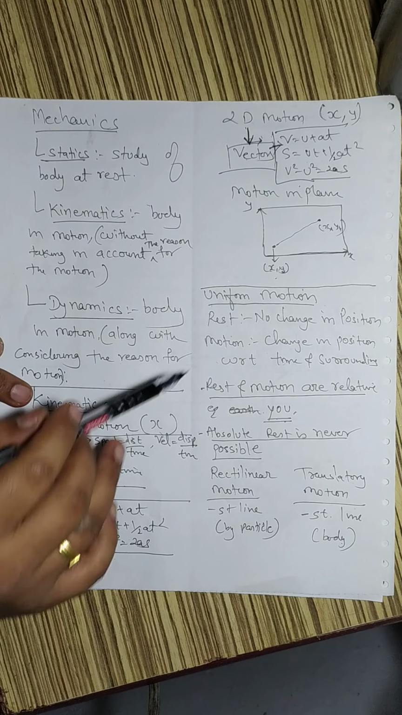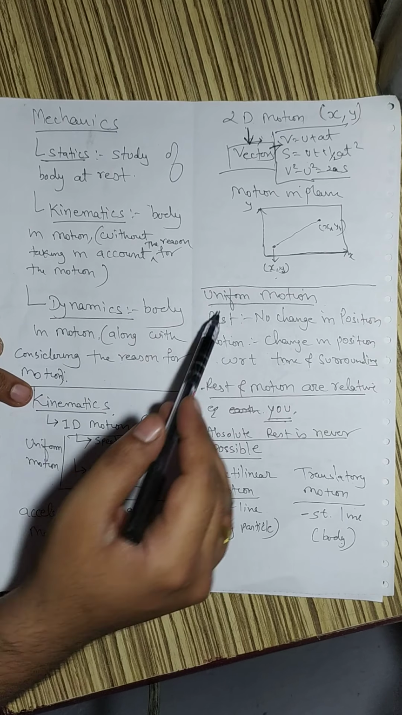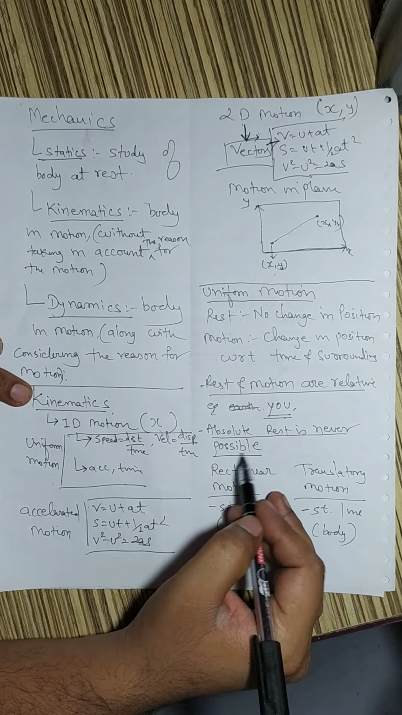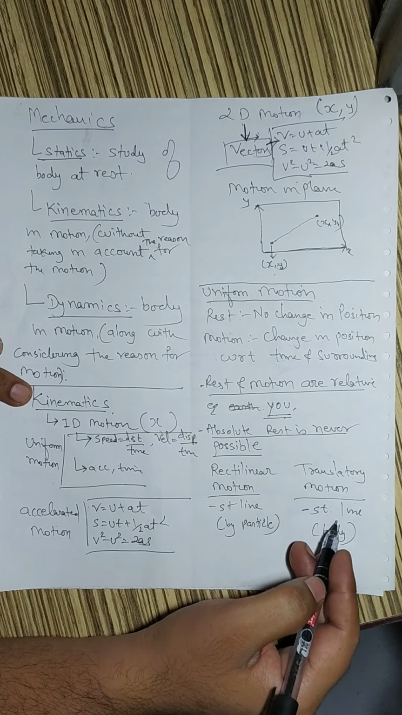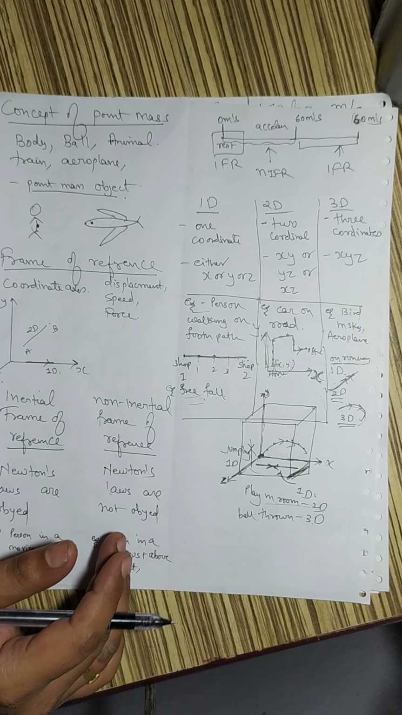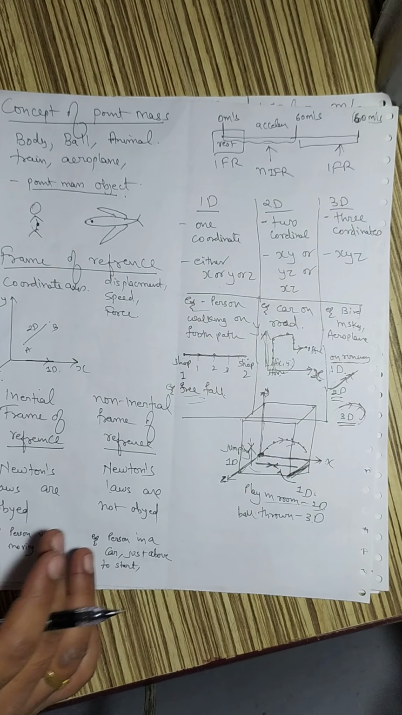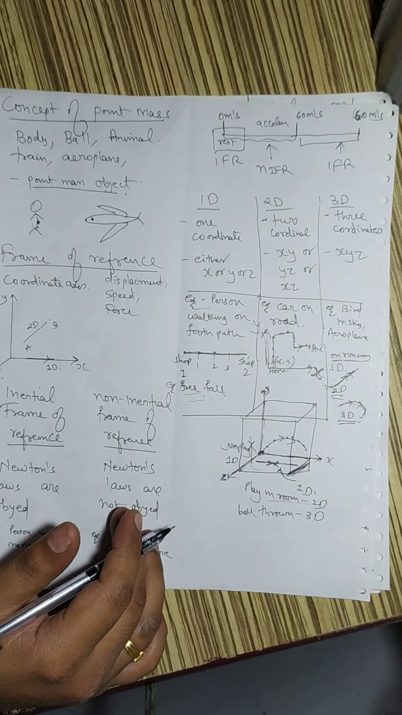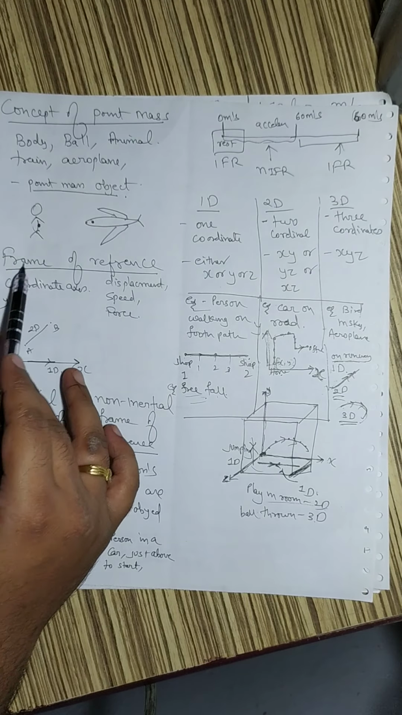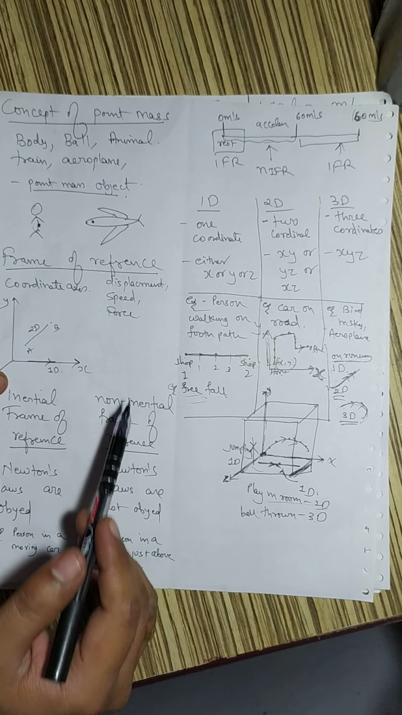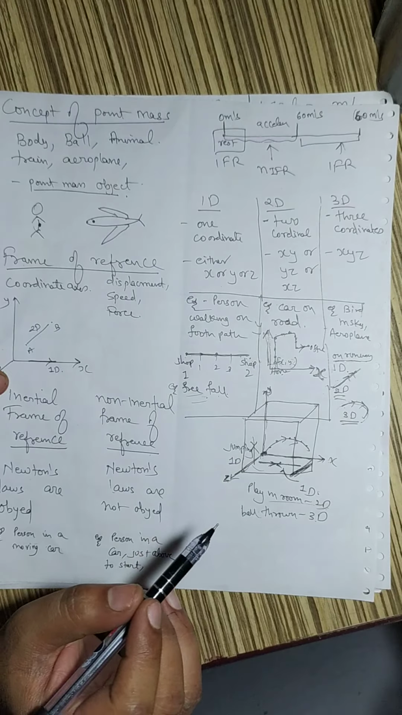So in this part we started from here: definitions, uniform motion, rest and motion, absolute rest is never possible, rectilinear motion, translatory motion. You must be remembering all these definitions and terms, without which it will be very difficult for you to understand the further part of the chapter. Concept of point mass, frame of reference, two types: inertial, non-inertial, 1D, 2D and 3D motion.